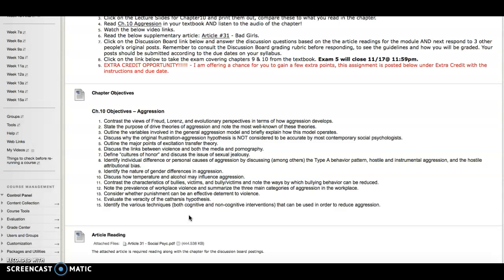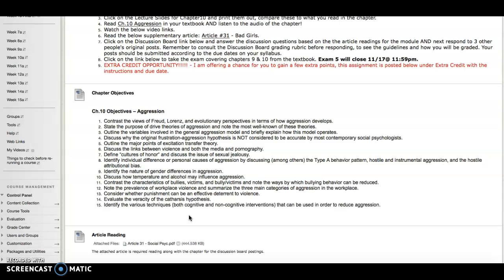We've talked a little bit about type A behavior and its links to anger and aggression, how type A individuals are at risk for heart disease because of the hostility and the instrumental aggression that is shown in that type of personality behavior pattern.